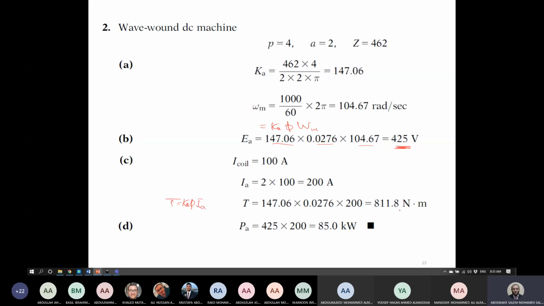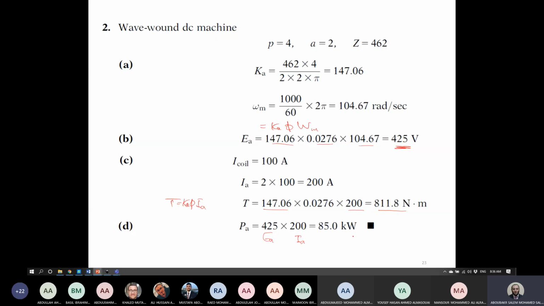So you will find the torque here is the same like previous, because Ka is twice and the armature current is halved. So we can get the same value of torque and the same speed. So the power will be the same. As you can see, power equals torque multiplied by omega, or E multiplied by IA. So we can get the same value of power.